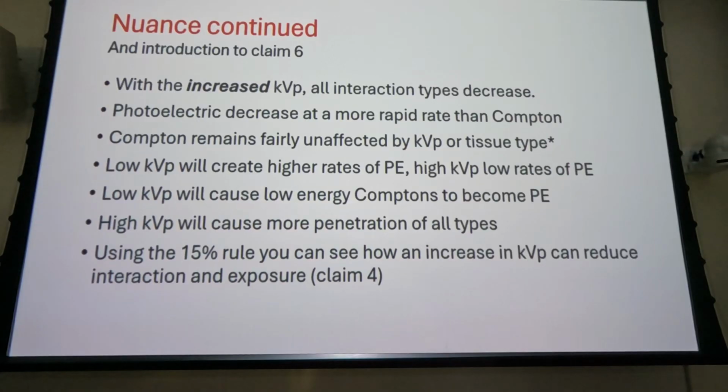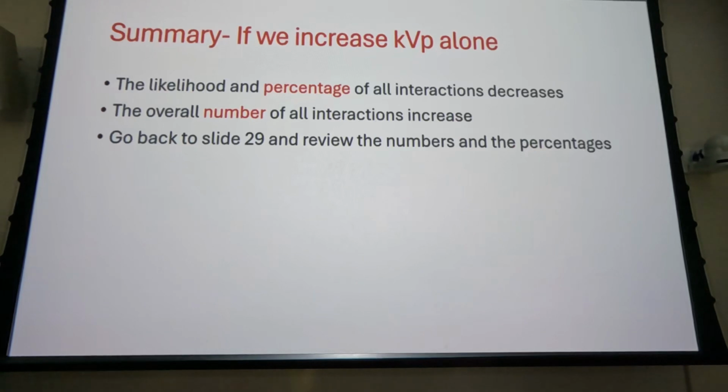Okay, so low kVp will create higher rates of photoelectric, high kVp, low rates of photoelectric. Low kVp will cause low energy Comptons to become photoelectrics, whereas high kVp will cause more penetration of all types, including those Comptons. Using the 15% rule, you can see how an increase in kVp can reduce interaction and patient exposure. So, summary. If we increase kVp alone, the likelihood of and percentages of all interactions decrease. The overall numbers of interactions increase.